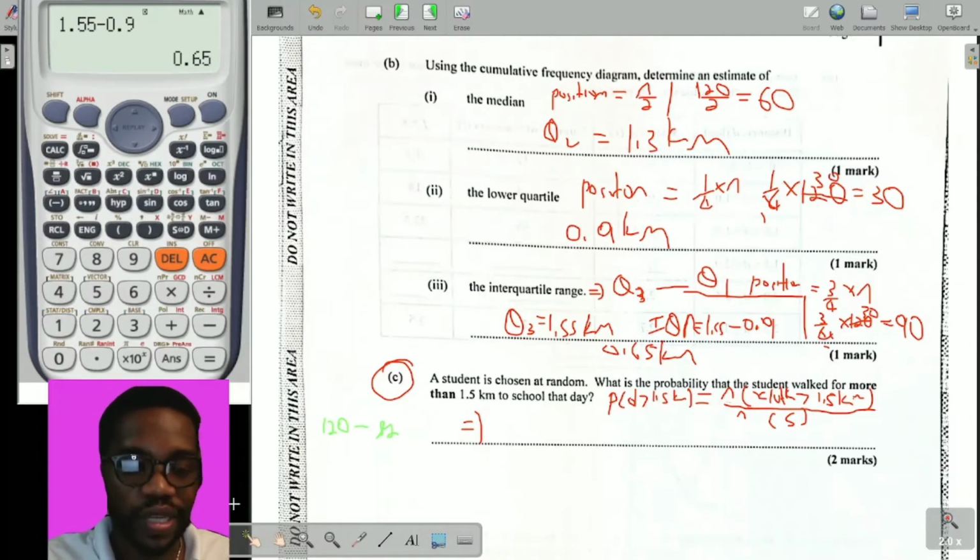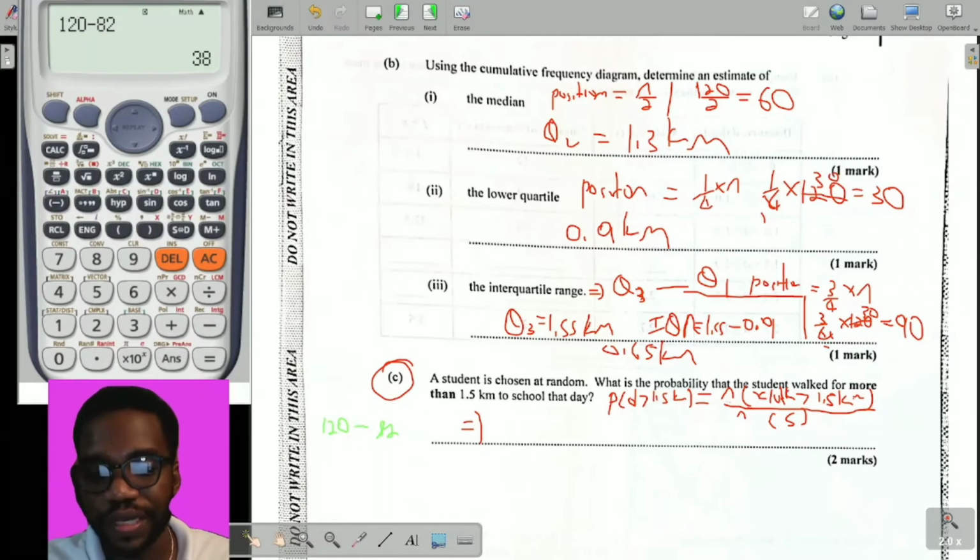Now, once again, you don't have to make mistakes. You can simply plug it quickly into your calculator. You have 120 minus 82. That's 38, alright? Because persons do panic in exams.